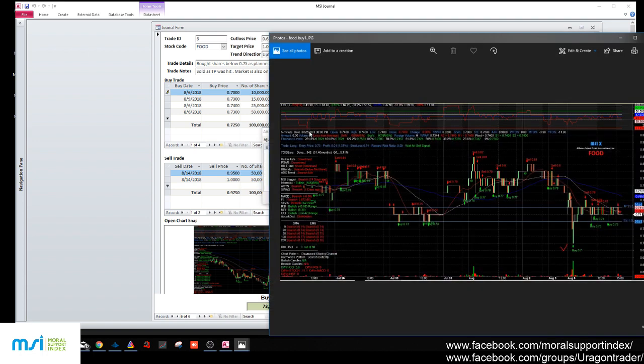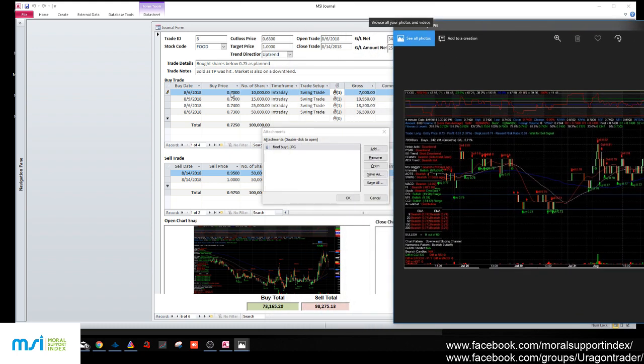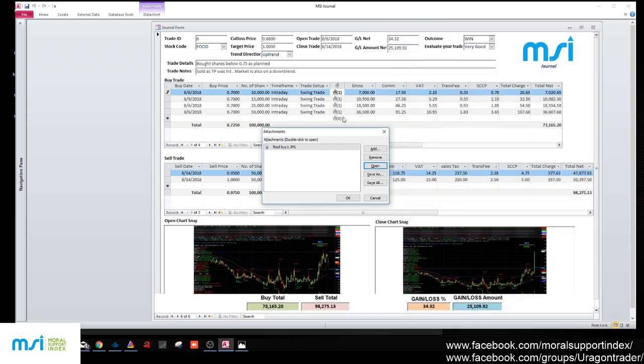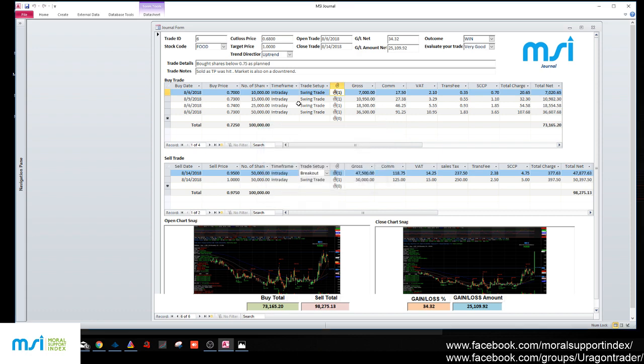isa sa mga chart. Okay, so we were planning to swing from 0.70 to 1 peso. So about here. Okay, so this was our first buy. As you can see here, first buy is at 0.70. This is a 0.70. Yan yung attachment natin doon. Okay. Then similarly goes to the sell trade.